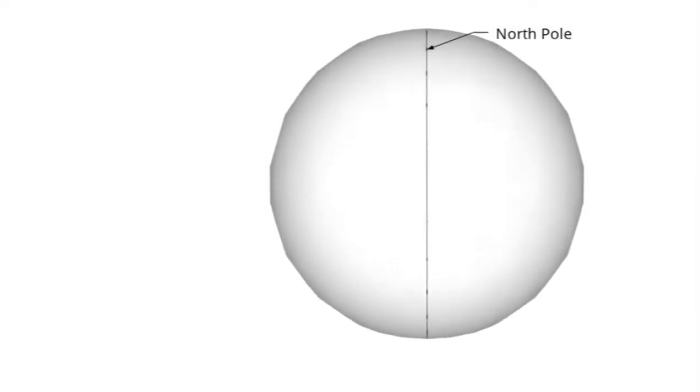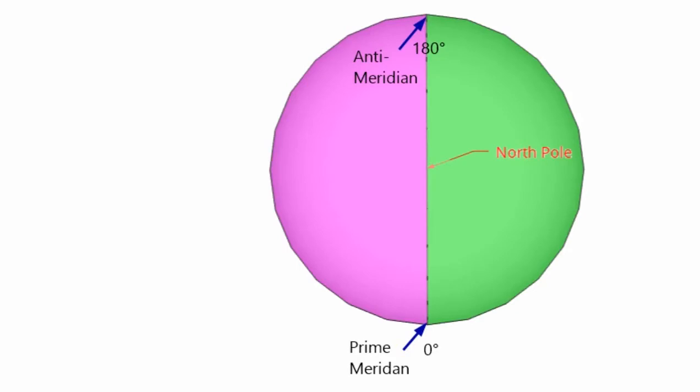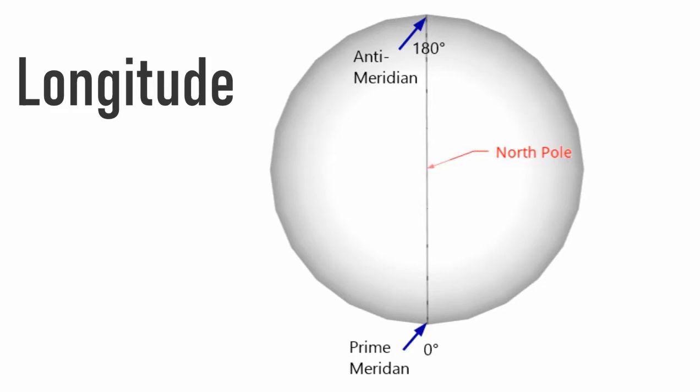If we look down at the Earth from the North Pole, we get a vantage point that helps us understand the prime meridian here, which represents 0 degrees longitude, and the anti-meridian, which represents 180 degrees longitude. That's the opposite side of the Earth. The combination of these meridians creates two equal but opposite hemispheres, the Western Hemisphere and the Eastern Hemisphere. When we measure longitude, the designation east or west is added to the angle to indicate the direction and hemisphere.